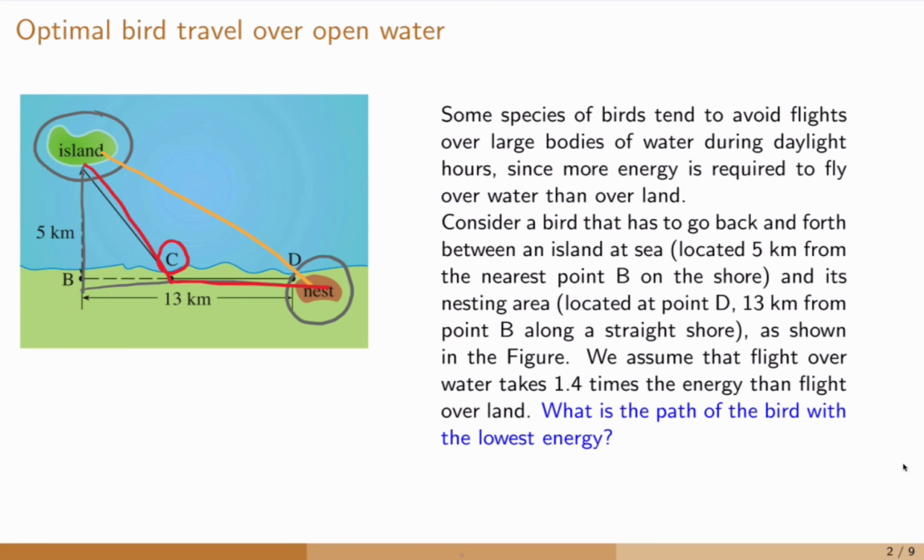So let's look at a few of the details. Consider a bird that has to go back and forth between an island at C, located 5 kilometers from the nearest point B. And its nesting area D is 13 kilometers from the point B along the straight shore. So this is a 13 here and this is a 5 here. We assume the flight over water takes 1.4 times more energy than the flight over land. So what is the path of the bird with the lowest energy?